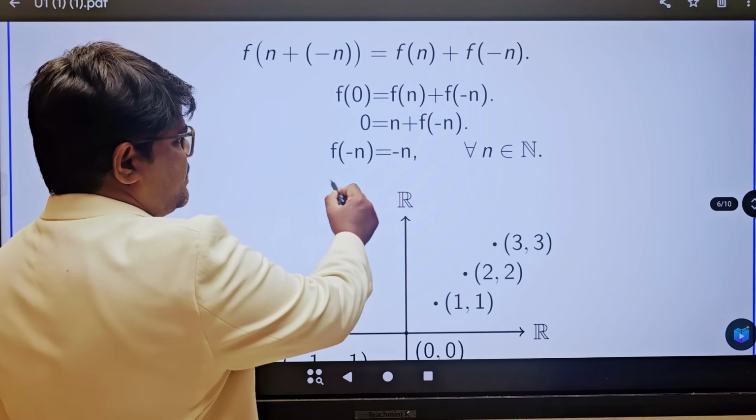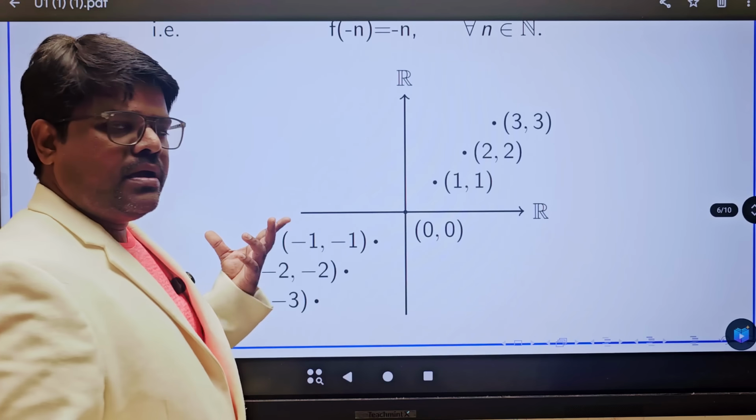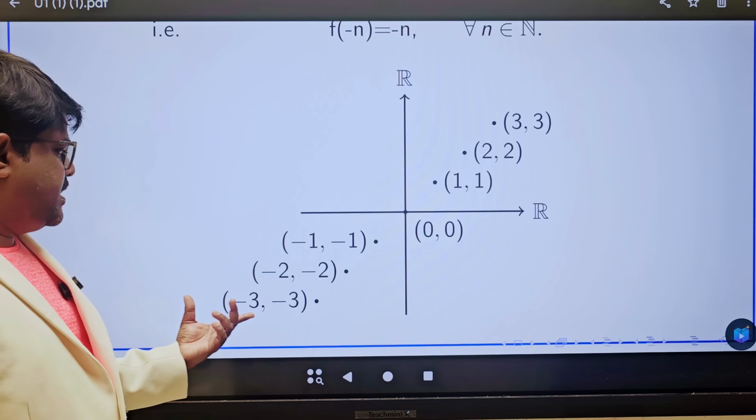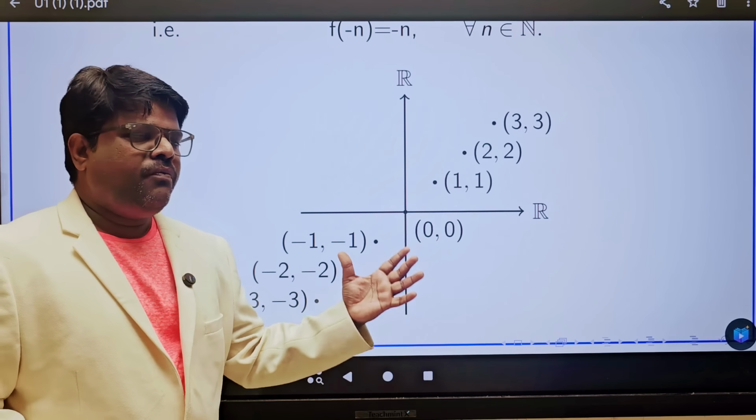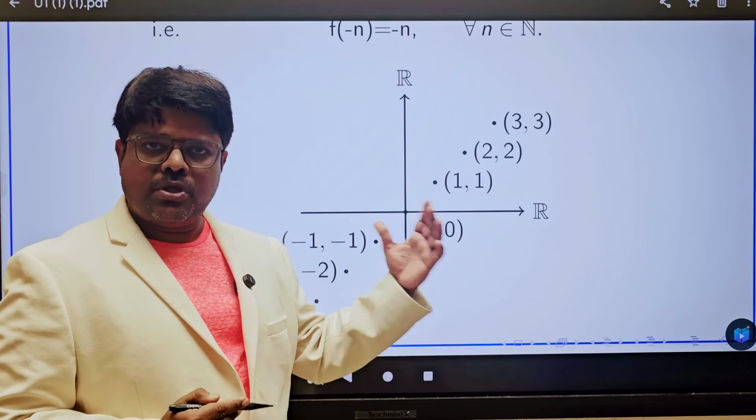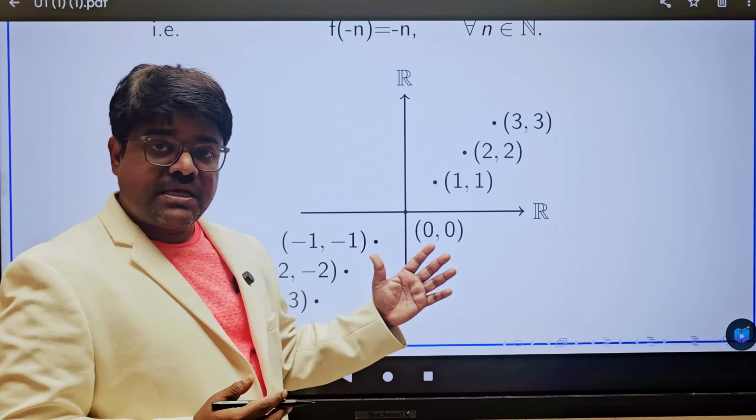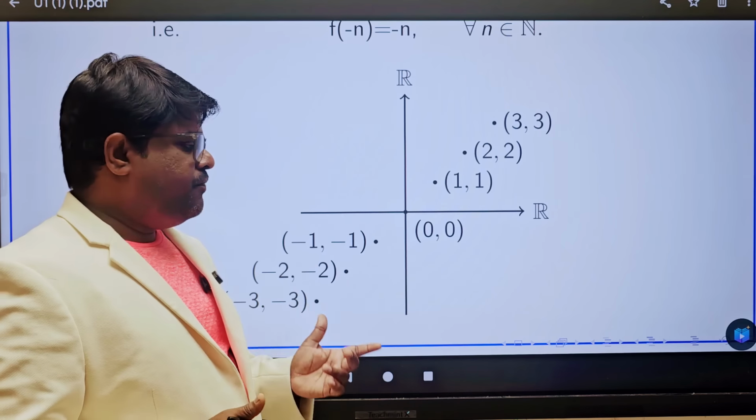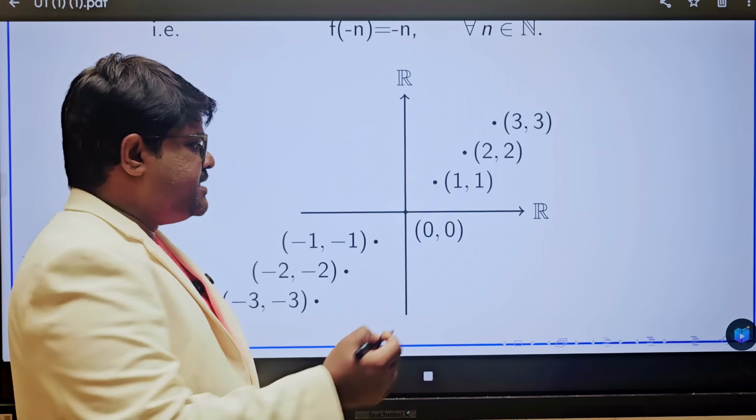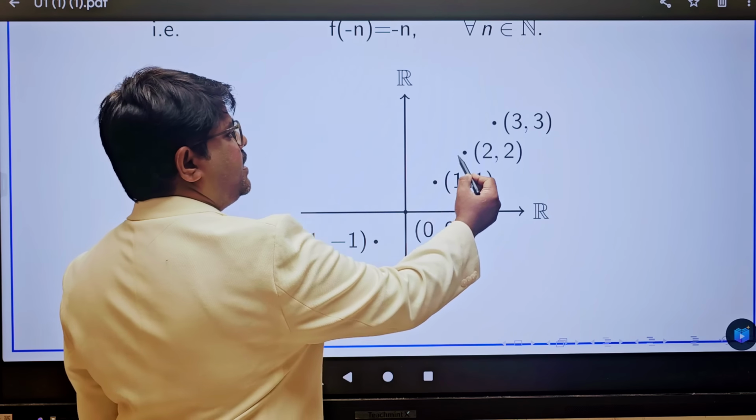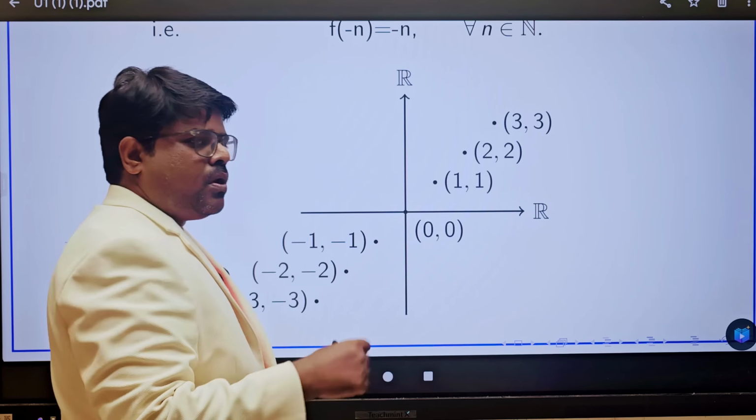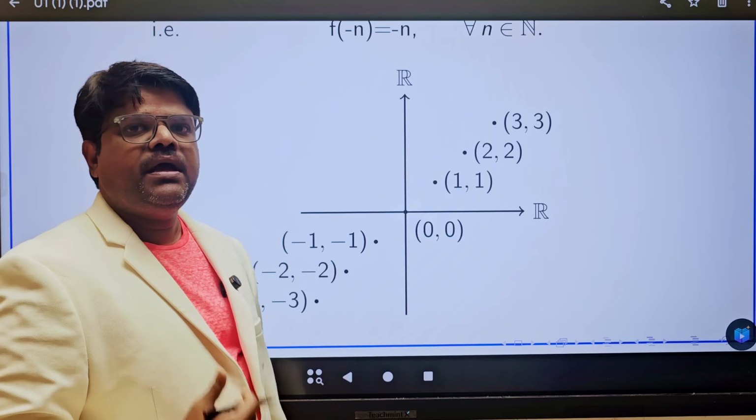So for these values, again you look at the graph. You can see here (minus 1, minus 1), (minus 2, minus 2). So now we have covered positive integers and negative integers. Now we try to find out this gap area, because we don't know what the value is there. So now we will try to find out at rational numbers.